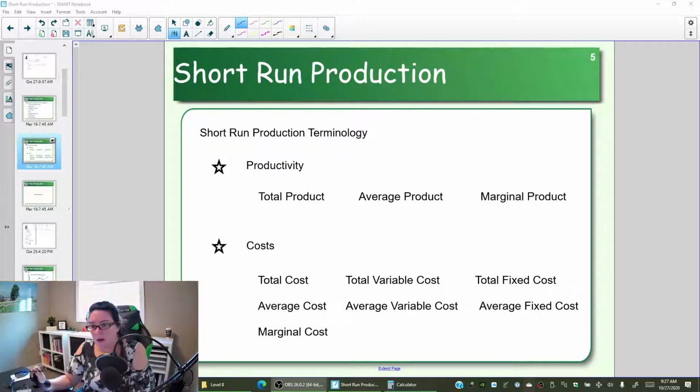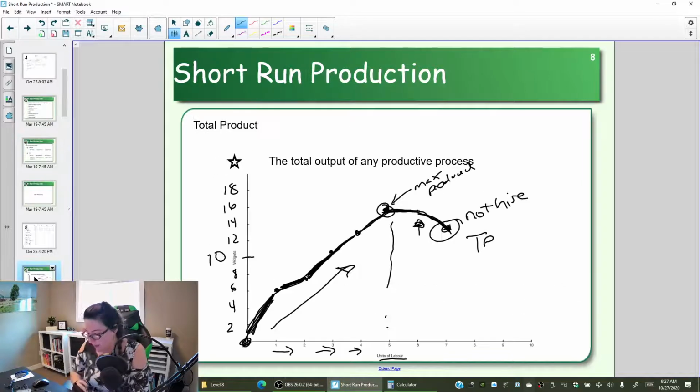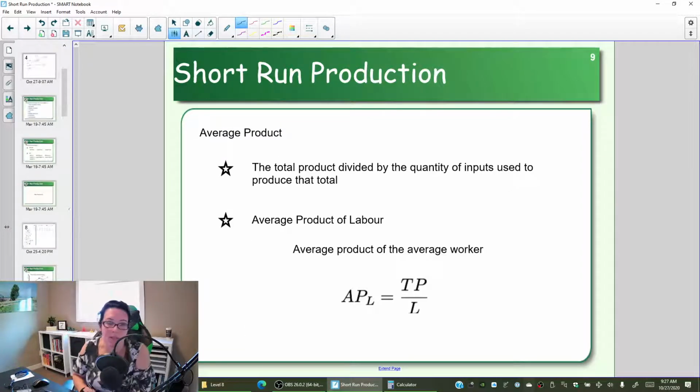So there are three measures of productivity: total product, average product, marginal product. We just looked at total product, so we looked at the total quantity that's produced as we change the number of workers. And so we found that as we hire more people, the output, the total product, increases until at some point you have your maximum produced and then it starts to decline. We want to look at the next measure of productivity, which is average product. And we're going to look at particularly the average product of labor.